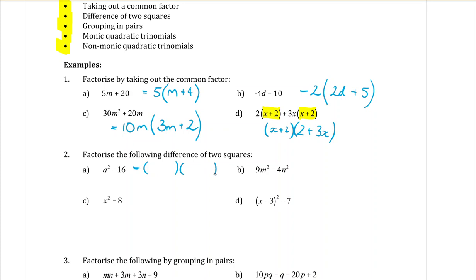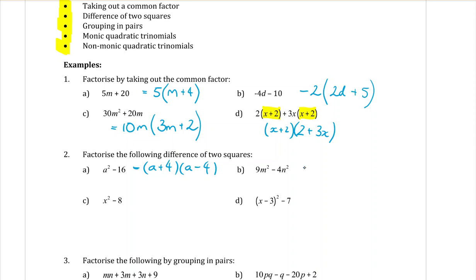To find out what goes in the brackets, we square root the first term. The square root of a squared is a, and it will be the first thing in each bracket, a and a. Then we square root the second term. The square root of 16 is 4, so that will be the second thing in each bracket, and then one of the brackets will have a plus and one of them will have a minus. It doesn't matter which symbol you put first, as long as there's one plus and one minus. All right, that's it. That's difference of 2 squares.